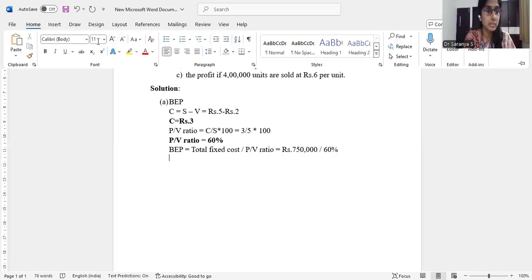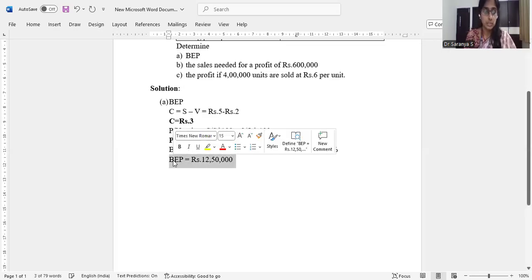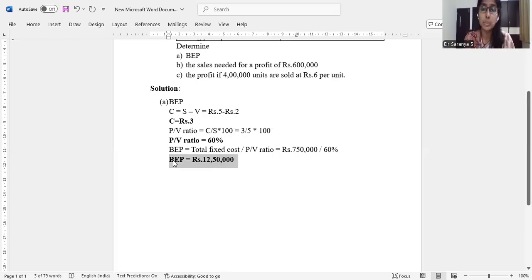I'll just increase the font size. Okay, so BEP equals rupees 7 lakh 50,000 by 60%, which is 12 lakh 50,000. So this is how we have to find out the BEP.